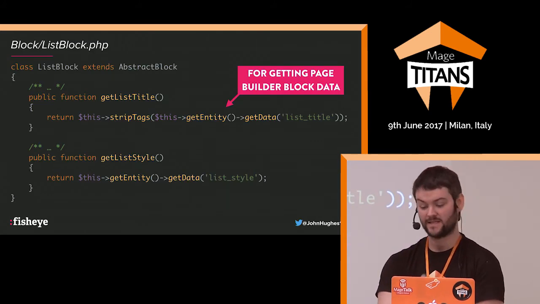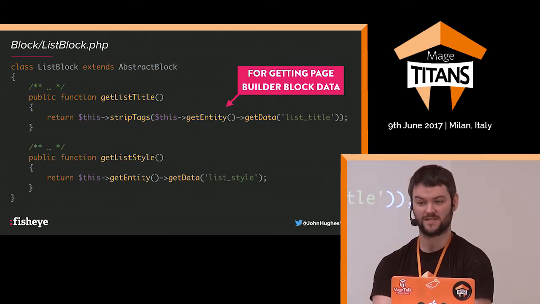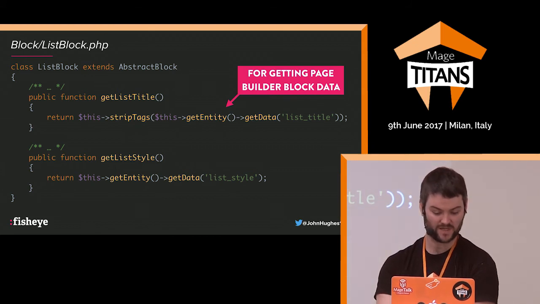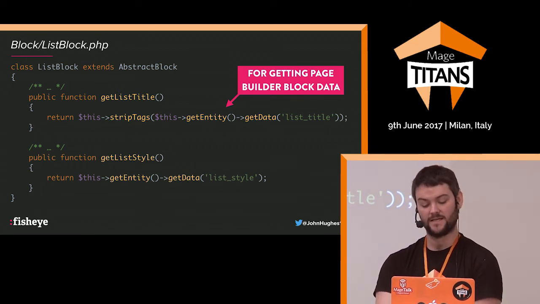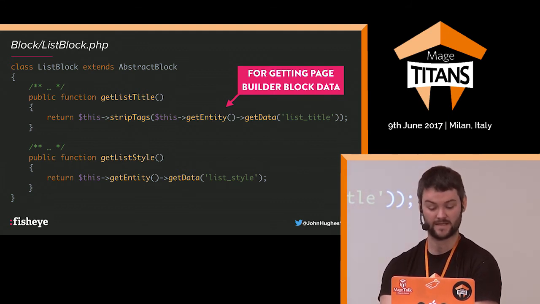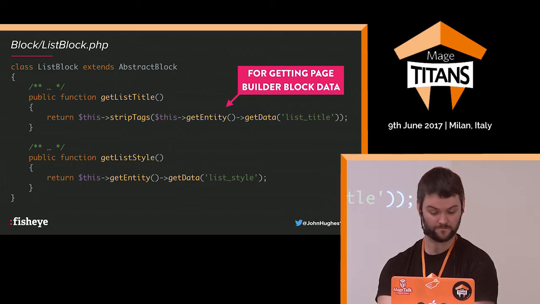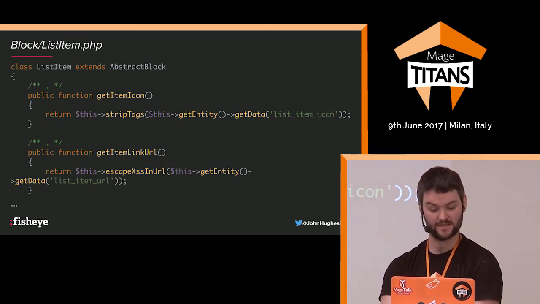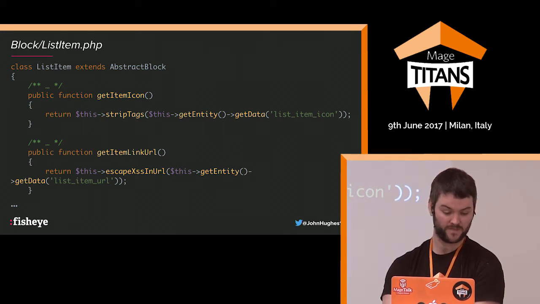We don't really need any presentation logic in our block classes for this simple list builder example, but it is worth noting that to get data for your page builder block within your block class or within your template file, you need to use the get entity method and then get data, passing the relevant attribute code. And again, here's an example of our list item block, but not too much to see.